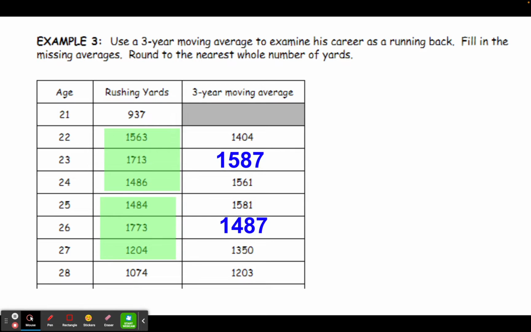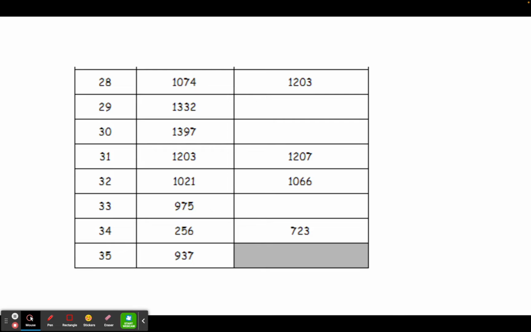Now we're going to repeat that and fill in the rest of the chart. So I would recommend at this point that you pause the video and try the calculations yourself and then restart it and see how you did. Right, at age 29, his moving average would be 1,268. At age 30, it would be 1,311. And at age 33, 751.